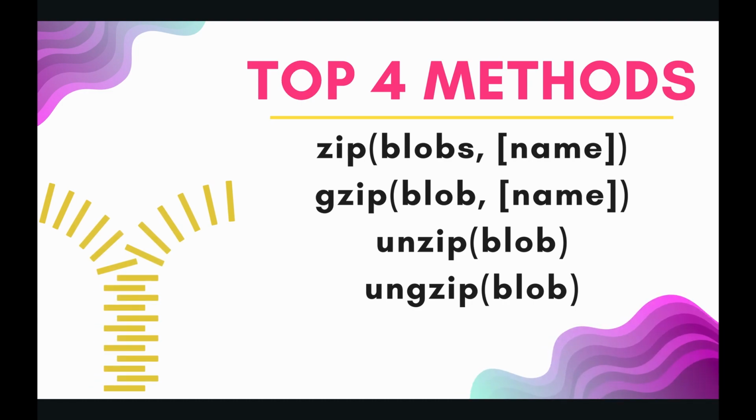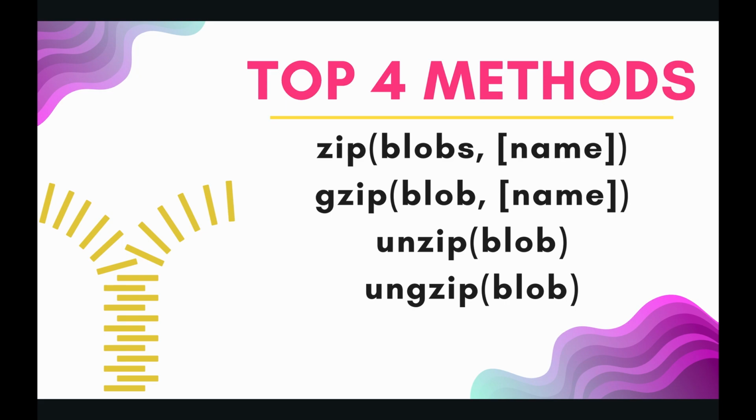So the top four methods that I have picked out for you today are zip, gzip, unzip, and ungzip. And before we proceed into the code, I want you to take a look at the arguments for the zip and gzip method. As you can see with gzip, it's just a single blob, singular. And that is because, again, gzip does not have the functionality to archive. So you have to go one file at a time with gzip.